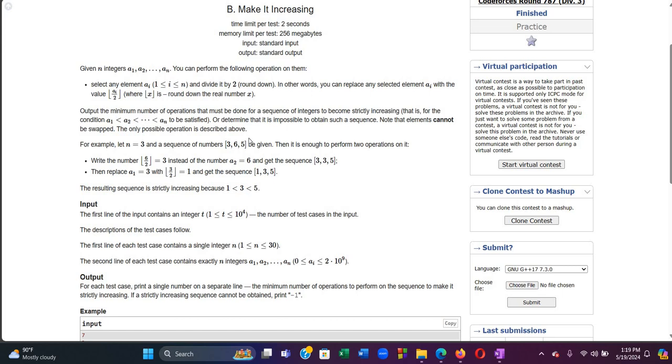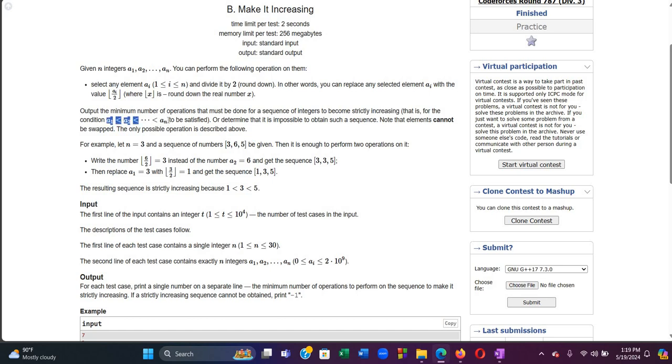Hello and welcome everyone. I will be jumping onto this problem called make it increasing. In this problem, you are going to be given an array of n integers, and your final output would be to figure out the minimum possible number of operations to perform on the given array in order to make it strictly increasing. Now, the term strictly is important here.